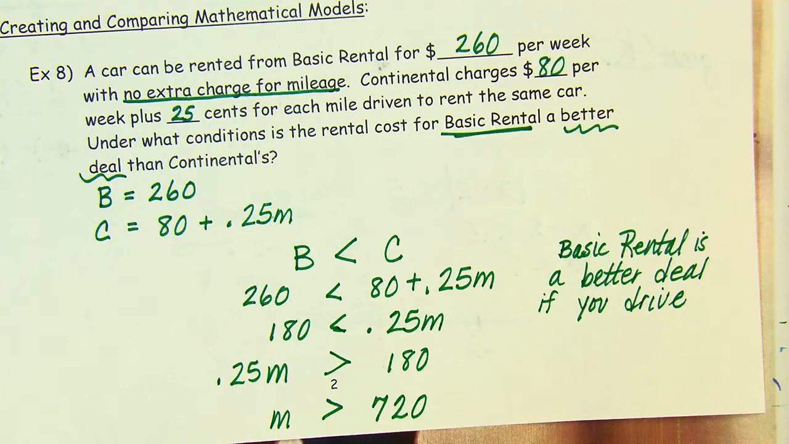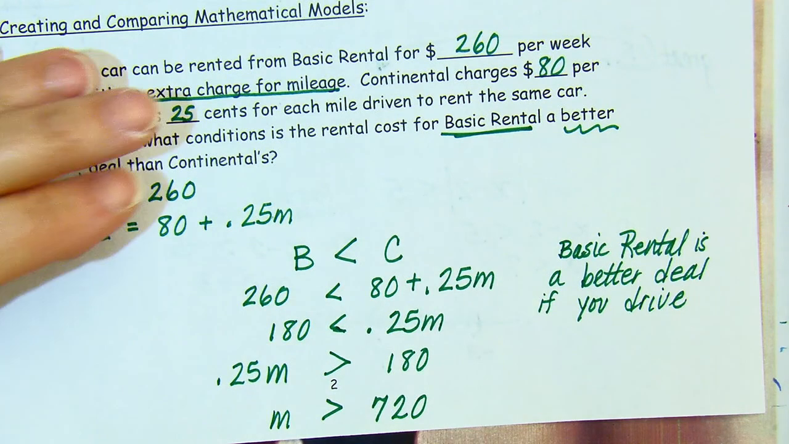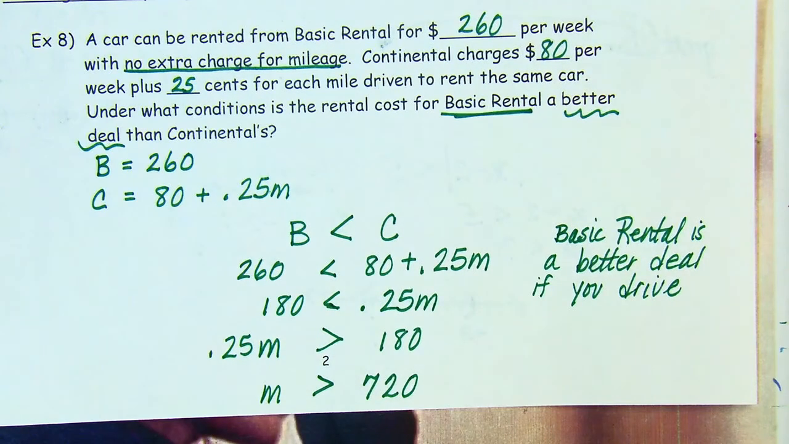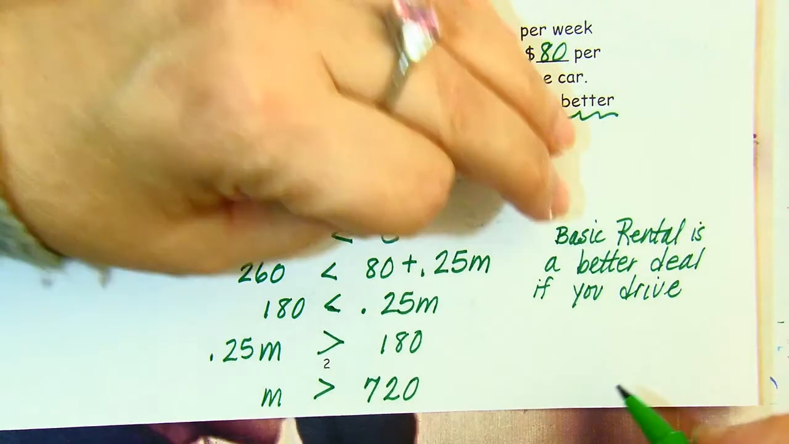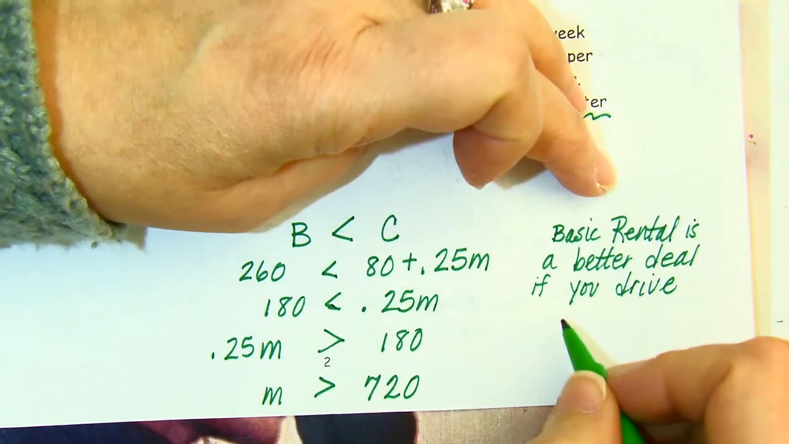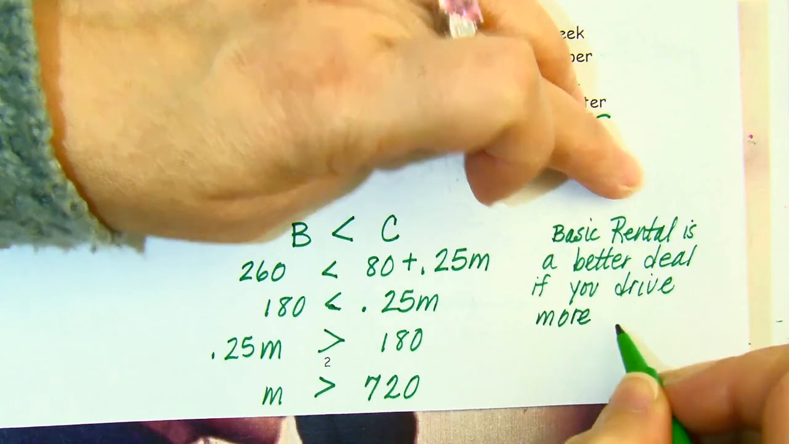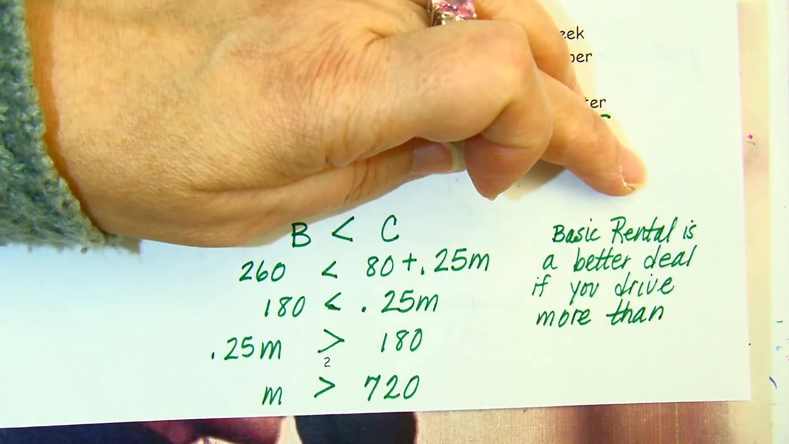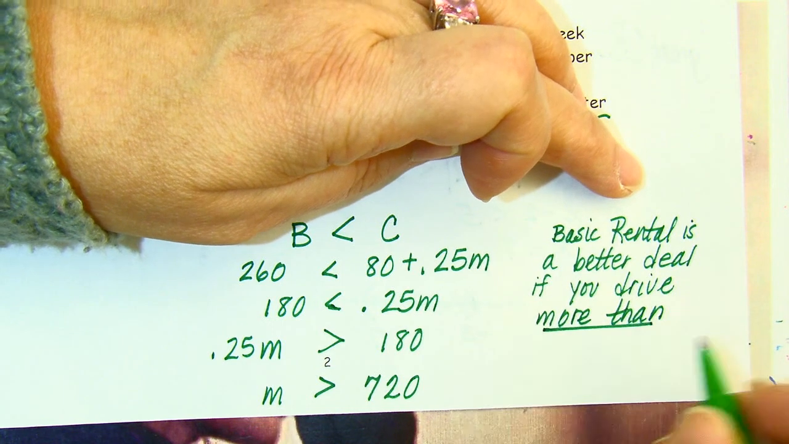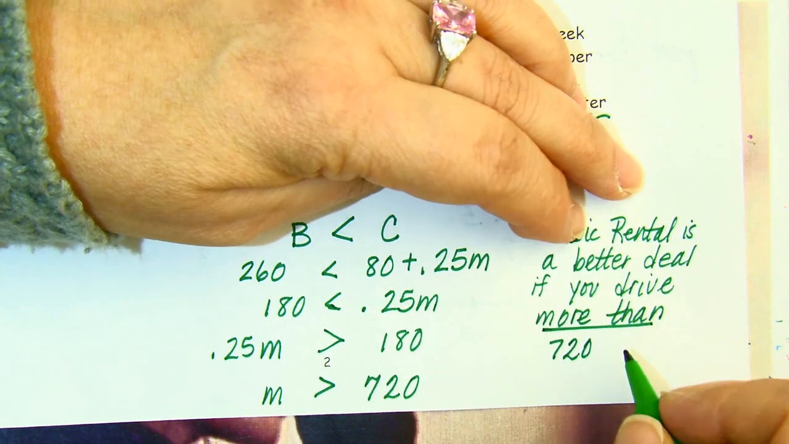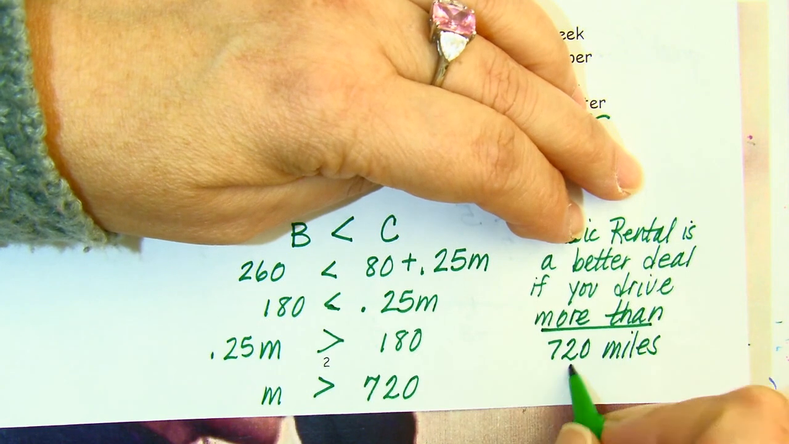And here's where sometimes students lose points. They say if you drive 720 miles or more. You can't say if you drive 720 miles or more because the 720 is not included. Okay, so be careful with the verbiage that you choose when you're writing your answers. Basic Rental is a better deal if you drive more than 720. More than. You can't say 720 or more because that means including. Okay, so it's more than 720 miles per week.